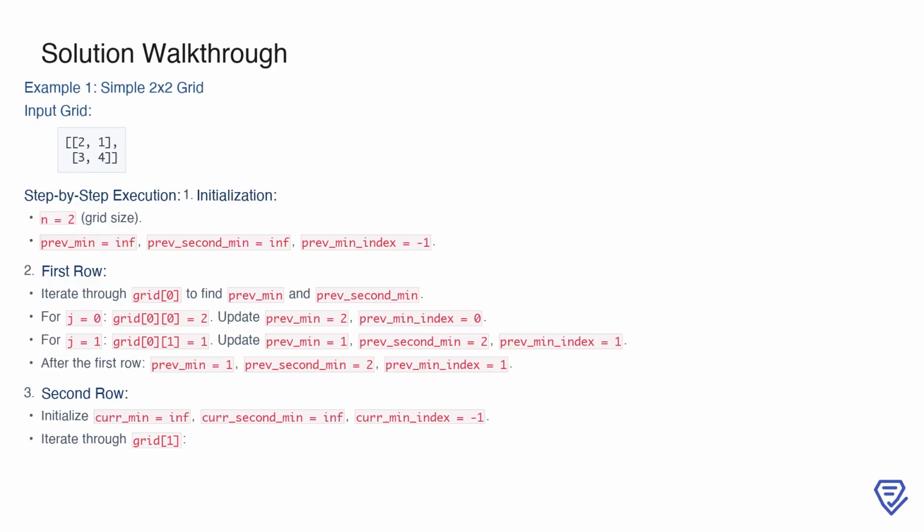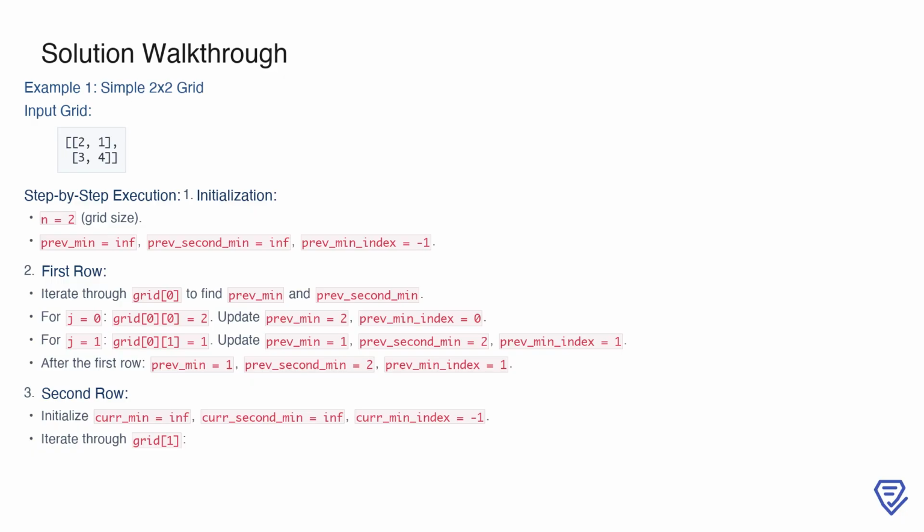Moving to the first row, we iterate through its elements to identify the minimum and second minimum values. For the first element, which is 2, we update prev_min to 2 and set prev_min_index to 0. For the second element, which is 1, we find that it's smaller than the current prev_min, so we update prev_min to 1, prev_second_min to 2, and prev_min_index to 1. At the end of the first row, the smallest value is 1 and the second smallest is 2, with the smallest value located in column 1.